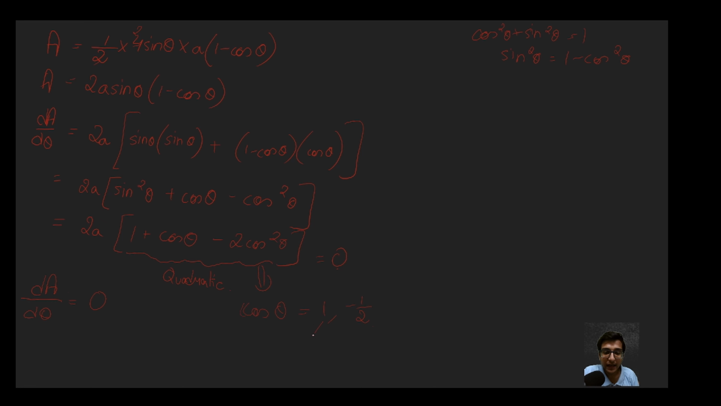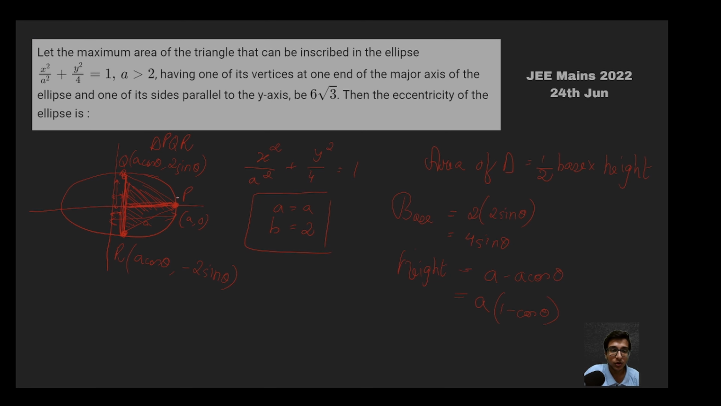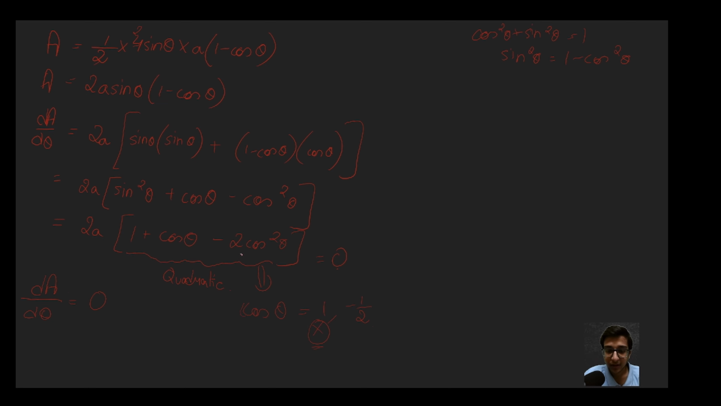So 1 cannot be taken as our cos theta, because if you look at the diagram, if cos theta is equal to 1, that means theta is equal to 0, and of course theta cannot be 0, as theta is measured from the center. If theta is 0, that means all the points would be at the same point, which is the vertex of the ellipse. So we can take minus half. Here our theta would be equal to 2 pi by 3. That means at this theta our area would be maximum.